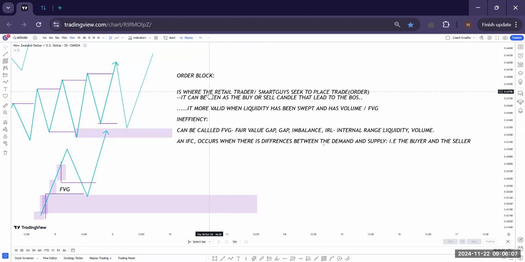Identify if the market is in range consolidation. Better focus on up or down. Don't trade the range market. So once you've done that, just mark up your chart. After you've marked up your chart, the next thing you should look out for is the order block.